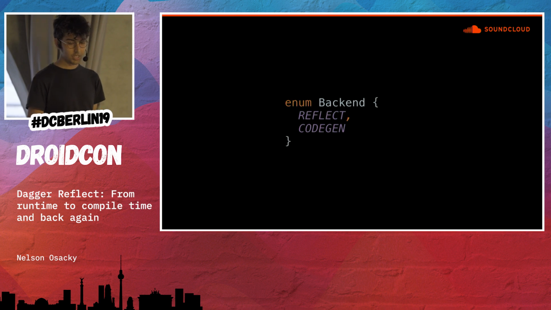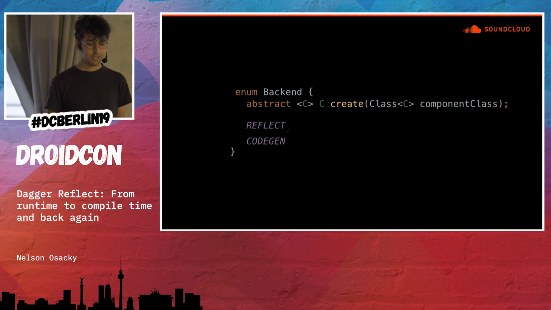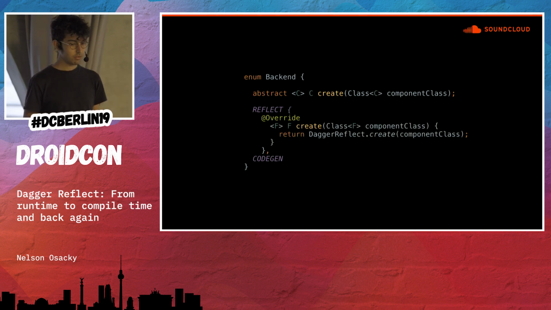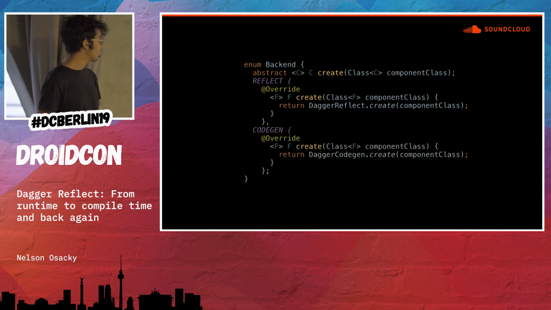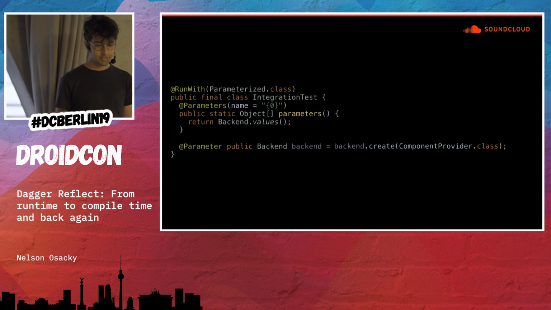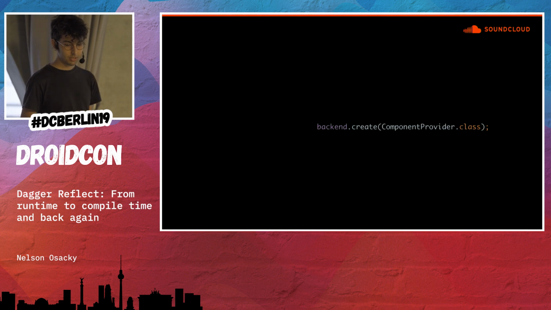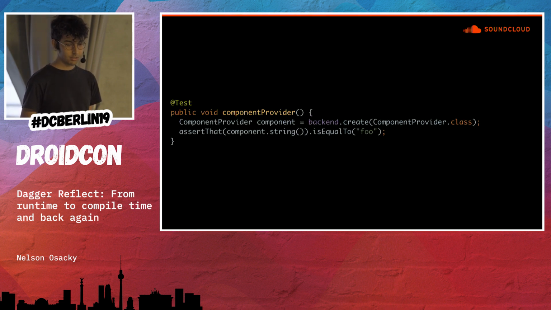And this is just what that enum looks like. The enum has an abstract method called create, and the reflection-based implementation is Dagger Reflect.create. The cogen implementation is Dagger cogen.create. And so if we go back to this parameterized test, basically every test is run with both values in that enum. And that ensures that Dagger and Dagger Reflect work exactly the same way.